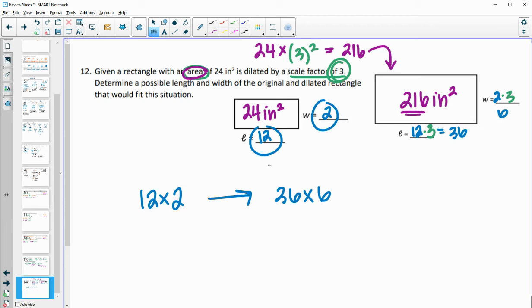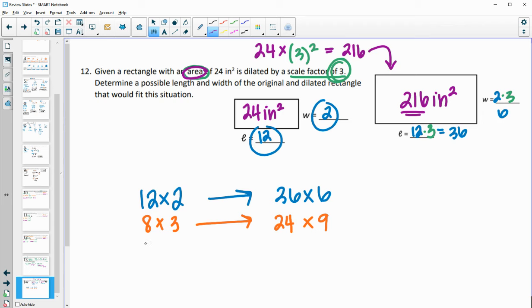Another option for this, so if I write a new set in orange, again they just have to multiply to 24. So I could have done 8 by 3. And then when I triple those, 8 times 3 is 24, 3 times 3 is 9. That's another set that would have worked.